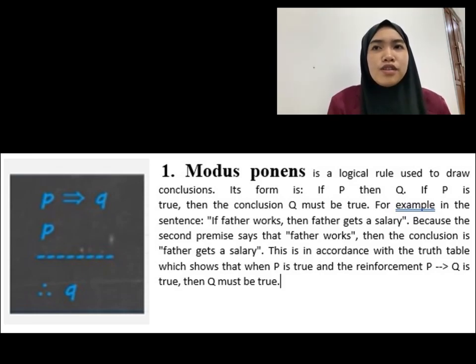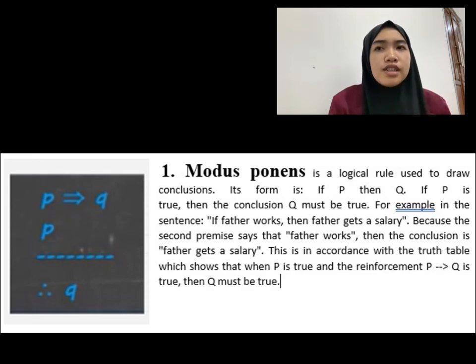I will explain modus ponens, the logical rule used to draw a conclusion. Its form is if P then Q. If P is true, then the conclusion Q must be true.